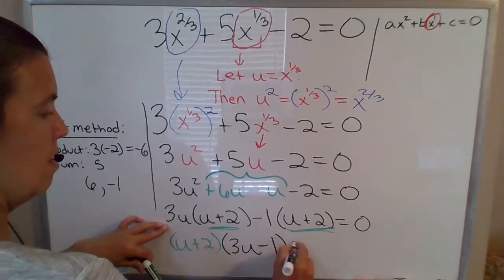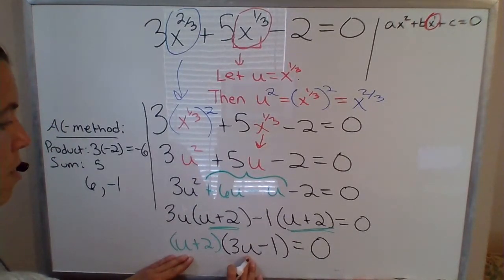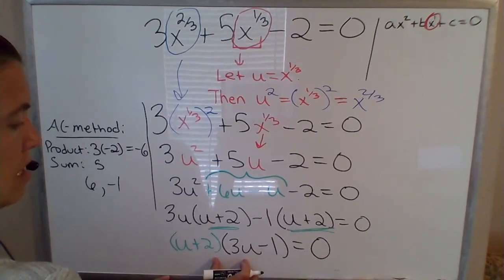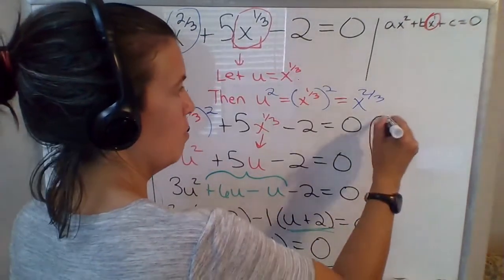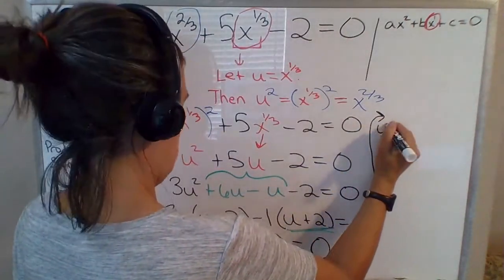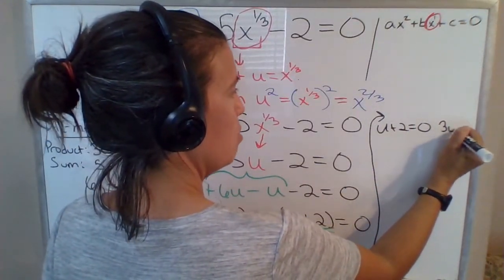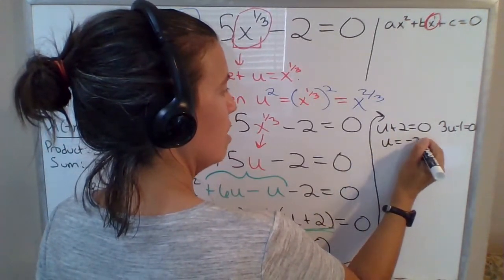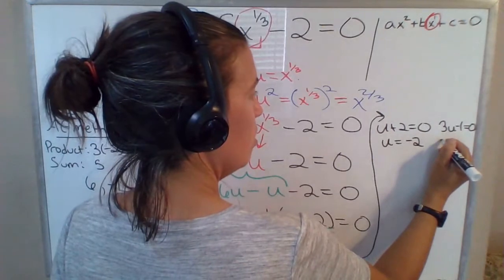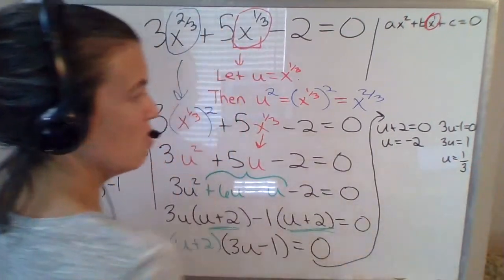minus 1 equals 0. Again, after you factor, it never hurts to double check. 3u squared minus 1u plus 6u will give me positive 5u minus 2. So this looks good. Now we can set each factor equal to 0. So set u plus 2 equal to 0, and 3u minus 1 equals 0. So we get u equals negative 2, or 3u equals 1, so u equals 1/3. These are our 2 options.